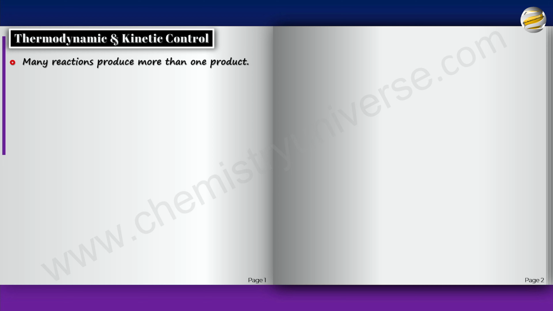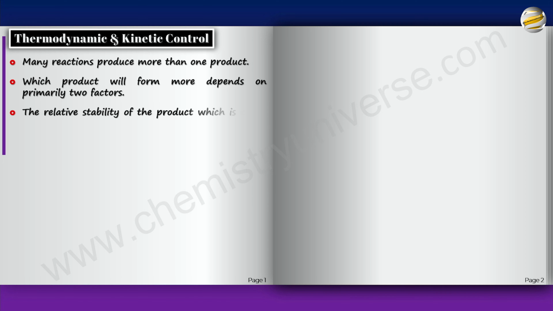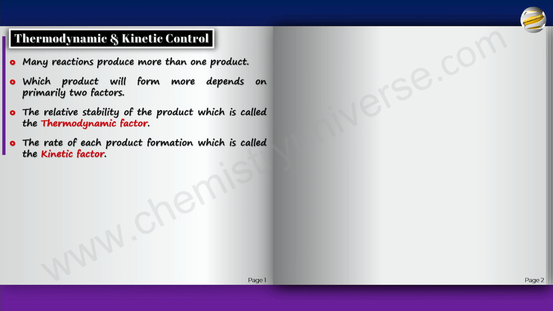Now, which product will form more depends primarily on two factors. One is the relative stability of the product, which is called the thermodynamic factor. And the second is the rate of formation of each product, which is called the kinetic factor. So there are basically two factors involved in this. One is the stability of the products themselves, so which is more stable and which is less stable. And the second factor that controls it is which is formed faster and which is formed slower. And it is not necessary that the more stable one will always be produced faster.